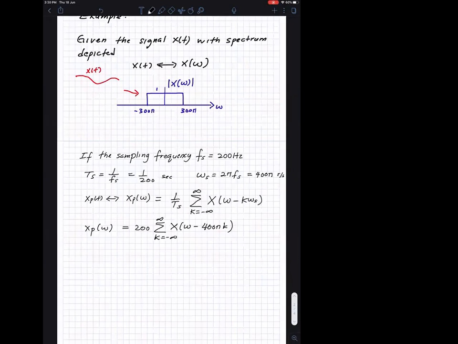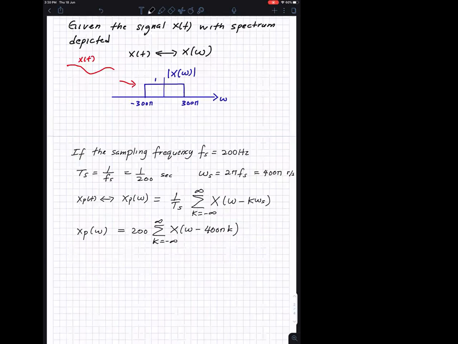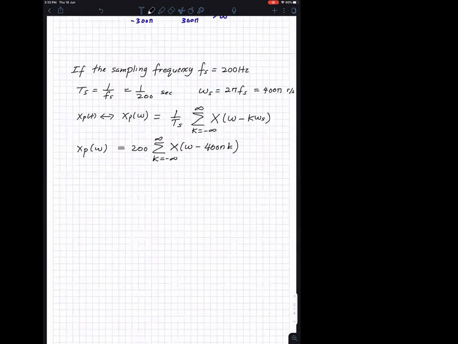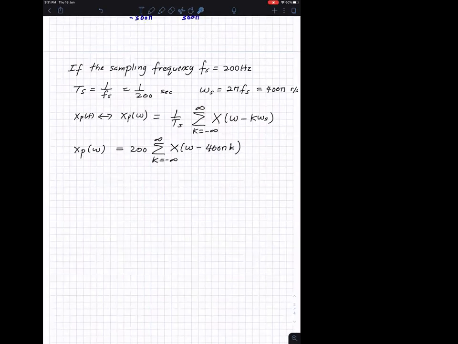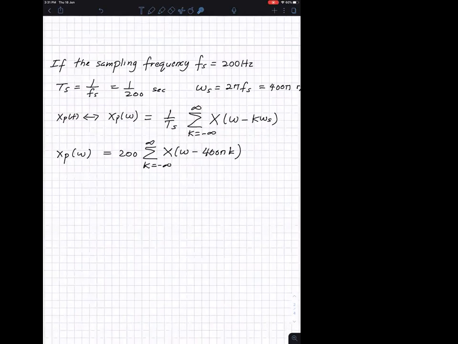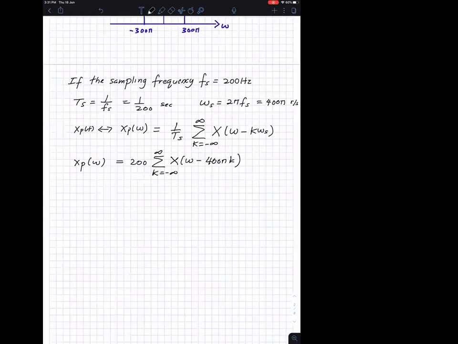So you know that your K varies from minus infinity to positive infinity. We won't be able to sketch from minus infinity to positive infinity, so we just sketch for a few integers. Starting from k equal to 0, X(omega) becomes 200 X. We could set k equal to 0.